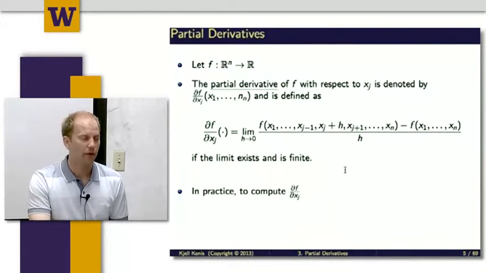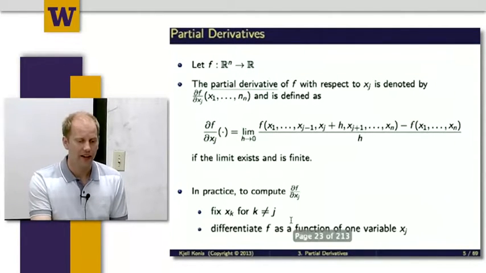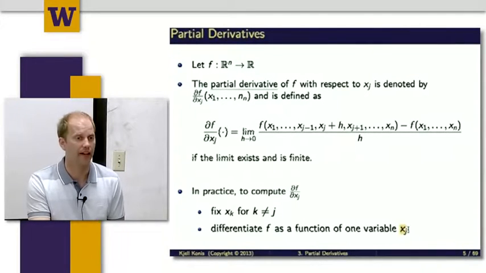And in practice, the way we're going to compute these is we're just going to fix x_k for every k that's not equal to j. So remember, I'm trying to compute the jth partial derivative. So I'm just going to treat x_k, any other variable, as if it's a constant, and then just differentiate f as if it were a function of one variable, that one variable being x_j.